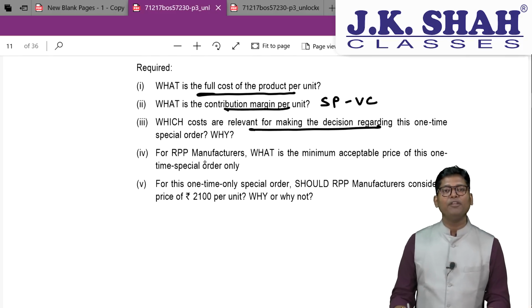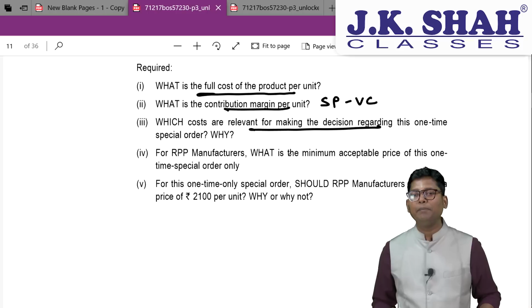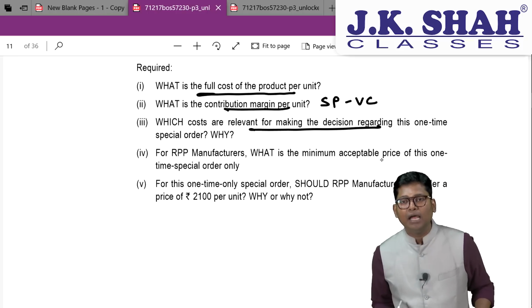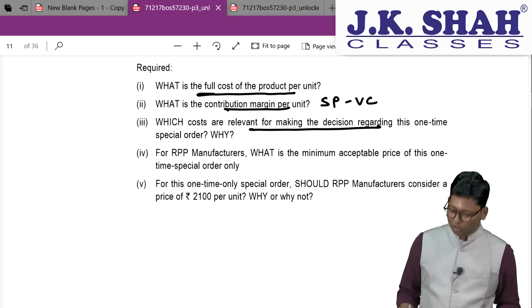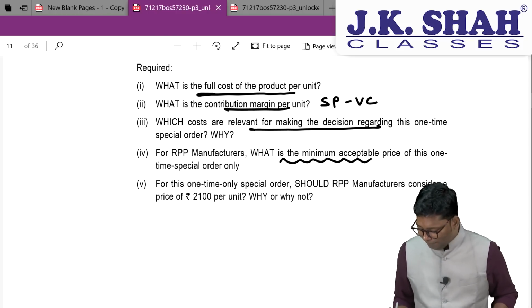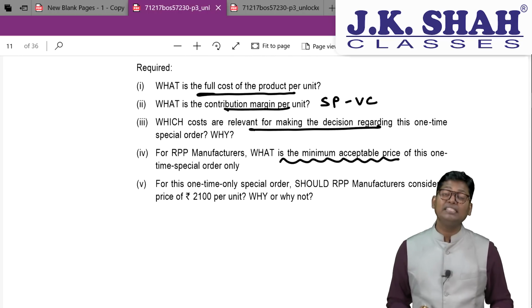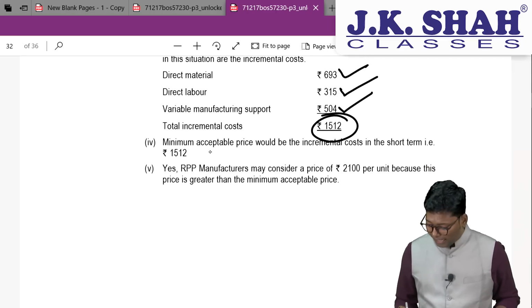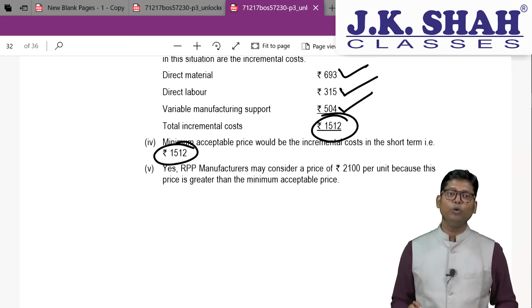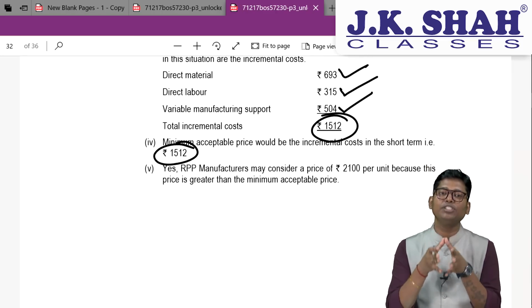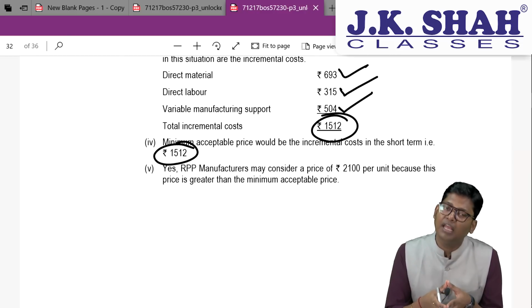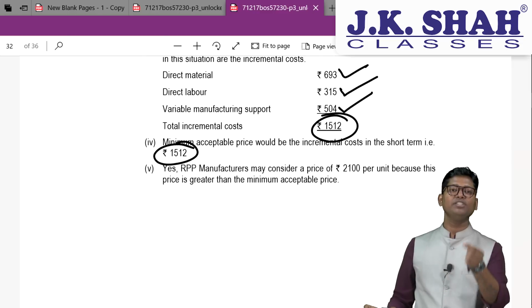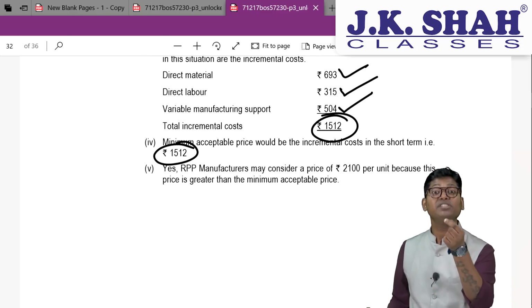Point number 4 says for RPP manufacturers, what is the minimum acceptable price of this one-time special order only. When questions say minimum acceptable selling price, that means you should calculate the total cost of that. And total cost is 1512, means at least this much cost is to be recovered from the product. So this can be set as your minimum acceptable selling price, where your contribution will become zero, right?